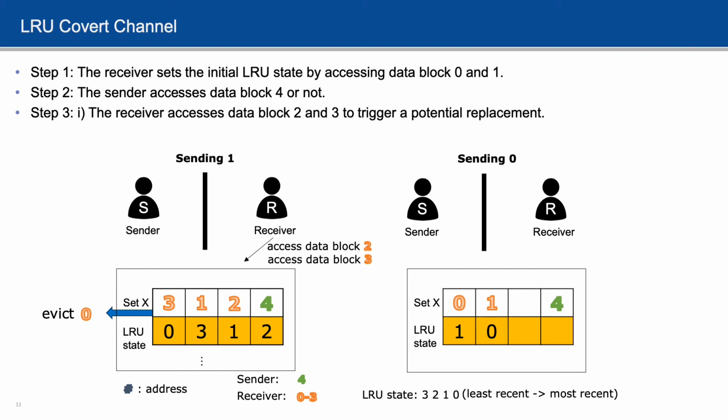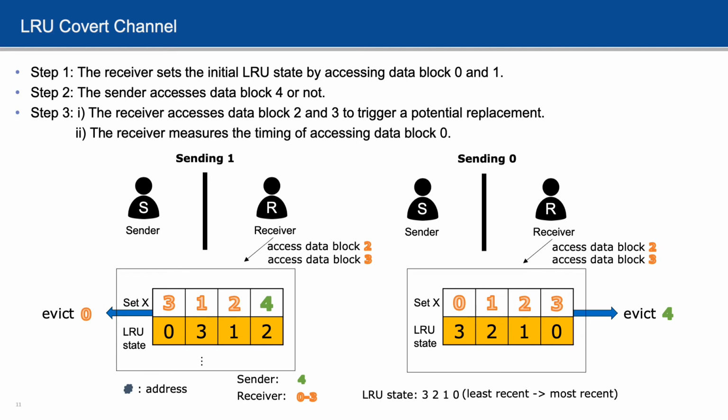If we look at the right side, the receiver does the same. First access data block 2, which will fetch data block 2 into the cache set, and we update the LRU state. And then the receiver also accesses data block 3. At this time, the cache set is full. We need to evict 1 cache block. And we find now that cache line 4 is the least recently used cache line and will be evicted and replaced with the new data block 3. Then we update the LRU state.